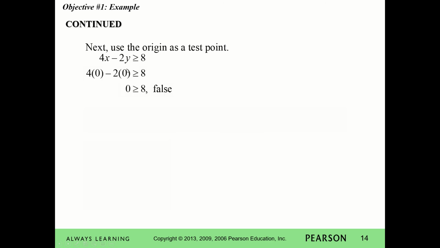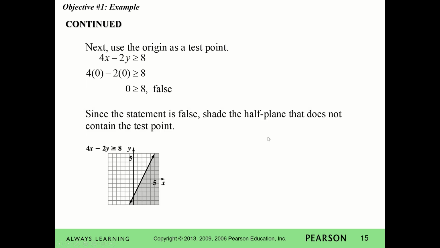We're going to plug in 0, 0, and see if it comes out to be a true statement. So to plug in 0, 0, 4 times 0, 0, negative 2 times 0, 0. So we get 0 is greater than or equal to 8. Is that true? It's not.